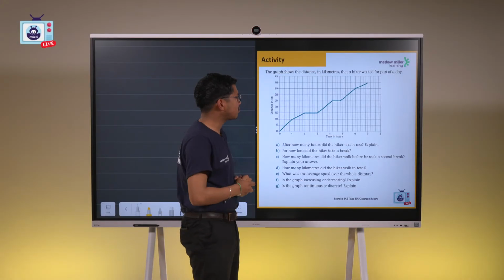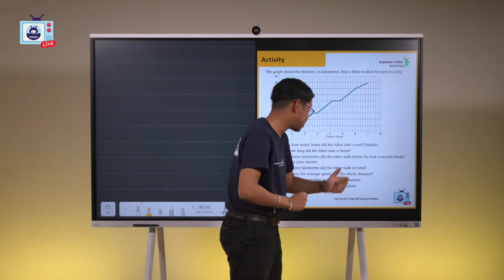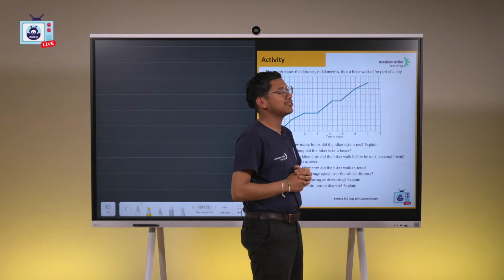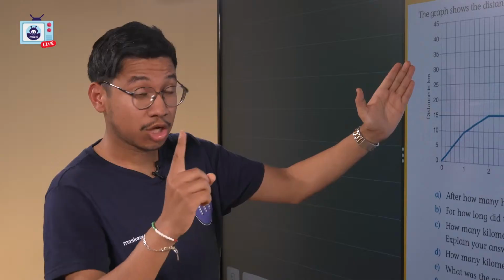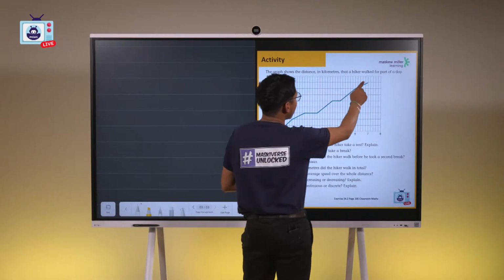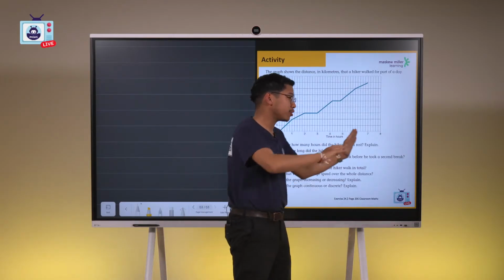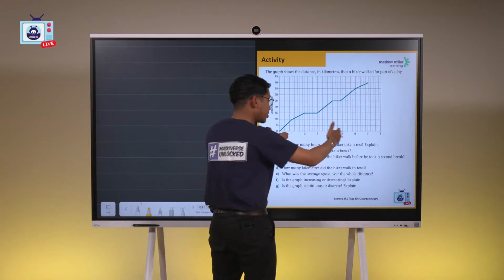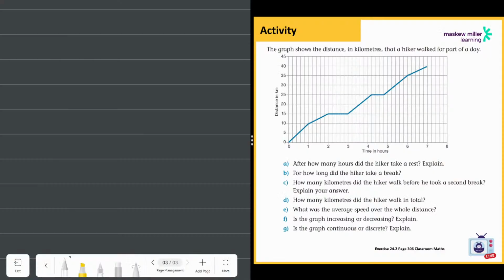So let's see what the question asks us. We need to understand what is happening before we can answer the question. So they always give us some information about the graph, and that allows us to then answer the questions easily. So it tells us there that the graph shows distance in kilometers that a hiker walked for part of the day, right? So this time in hours represents some part of the day he was walking. We don't know what part of the day, but some part of the day. What we do know is the hours given to us, and it is also telling us how much distance in terms of kilometers that this particular hiker has walked for that part of the day.